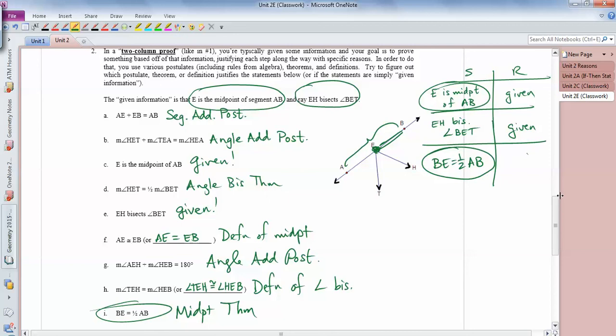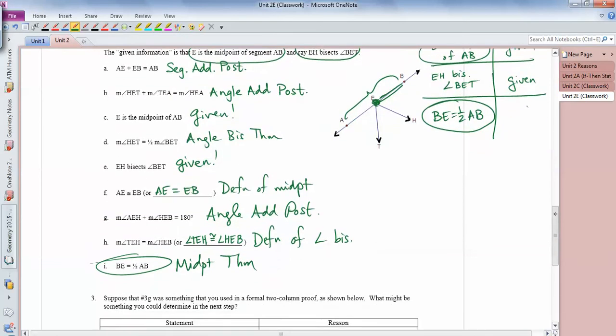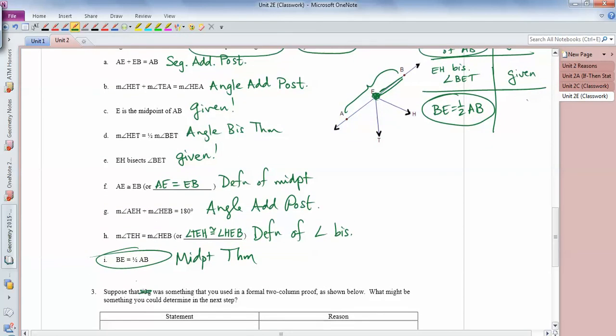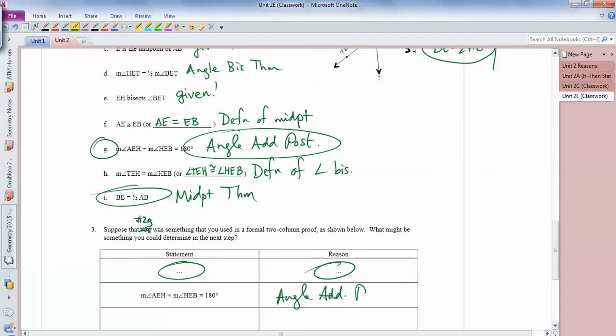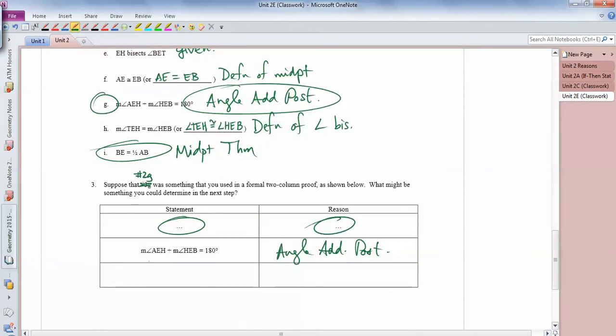So, okay. Then there's one more follow-up question here, and there's a typo here. That should actually say number 2G. So suppose that 2G was something used in a formal two-column proof, like below. So we had all these various things that might have come before in the proof. And then at some point you end up with this line from 2G. AEH plus HEB, the sum of those measures is 180. And we already knew the reason was this. Angle addition postulate. So then the question is, what could follow? What could we say after that?